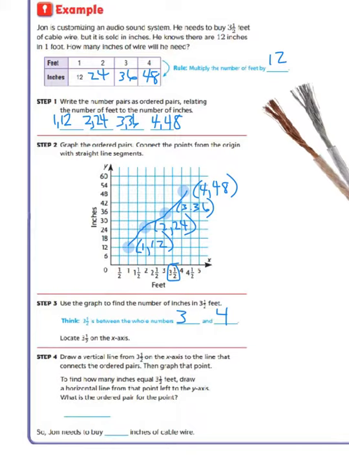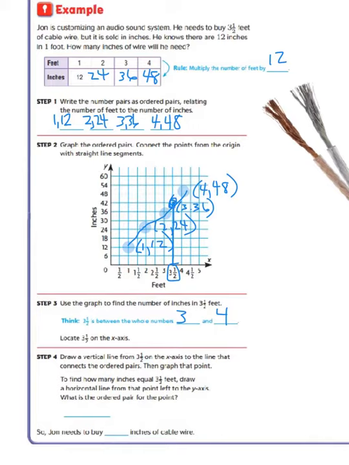Now it says to draw a vertical line from 3.5 on the x-axis to the line that connects the ordered pairs. Well, we're going to draw from 3.5 straight up to where we connect with the line. So if we draw it straight up, we see that we're going to connect right here.